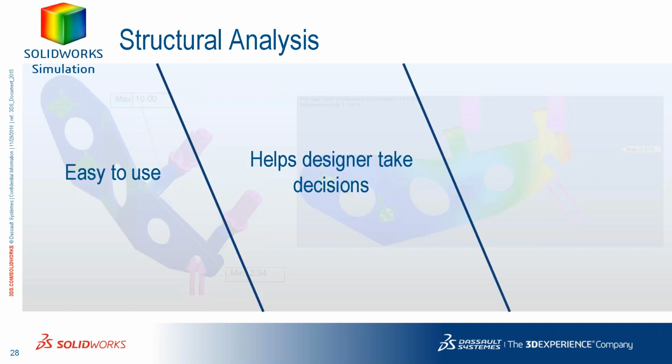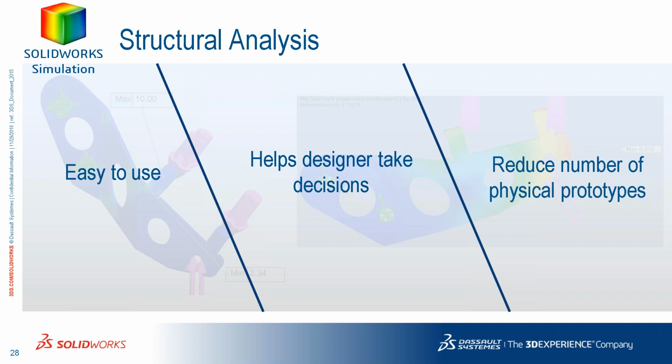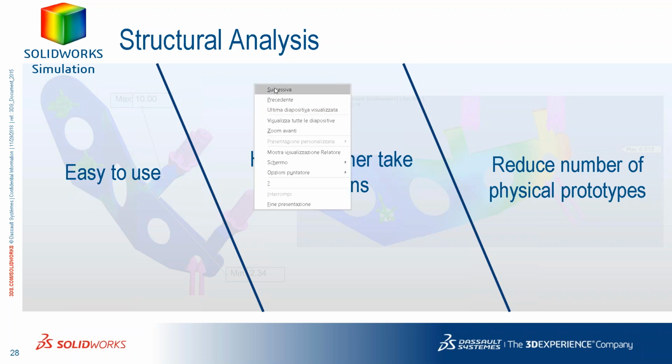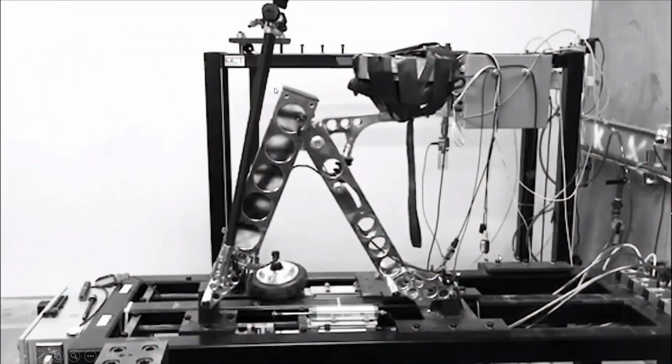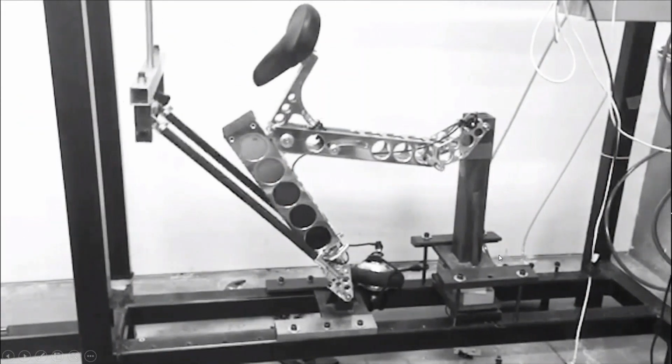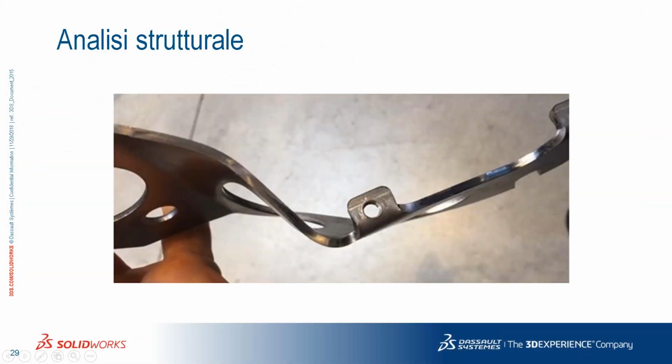Just to summarize, structural simulation analysis is very easy to use. It helped them make decisions from the beginning and, of course, reduce the number of physical prototypes. So it's a virtual prototyping workflow. Just to review the final stage, they built a final prototype, and this is the test that they had, the fatigue analysis and structural analysis, and this is the real behavior, which is very similar to the simulation behavior they performed.